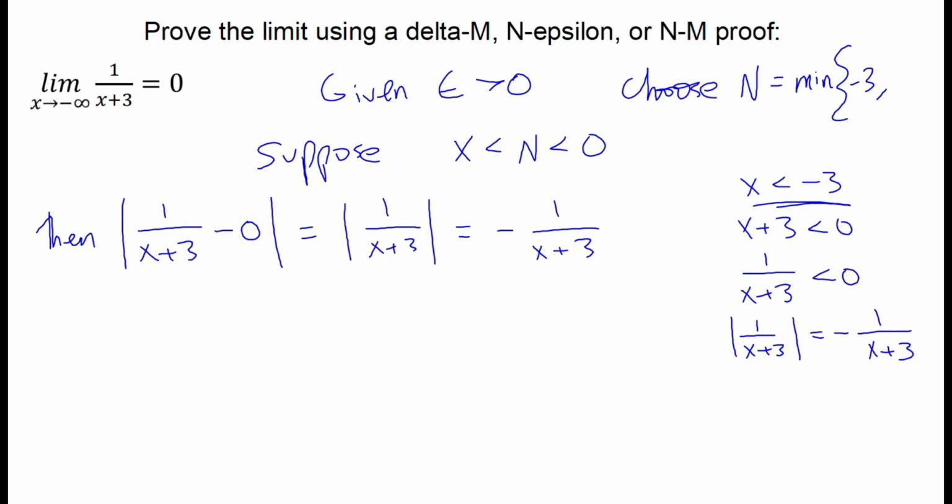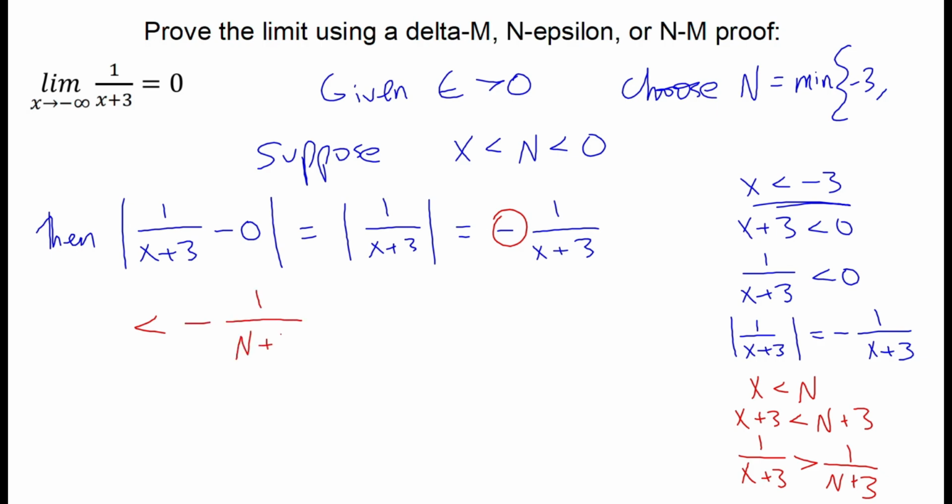Well, -1 over x plus 3, we should be able to then just go in and say that since we know x is less than n, that x plus 3 is less than n plus 3, or that 1 over x plus 3 is greater than 1 over n plus 3. And if I multiply both of those by a negative sign, it'll flip the inequality sign again, which means that -1 over x plus 3, which is what I have up there, should be less than -1 over n plus 3.